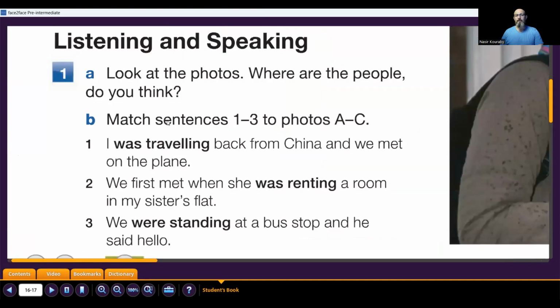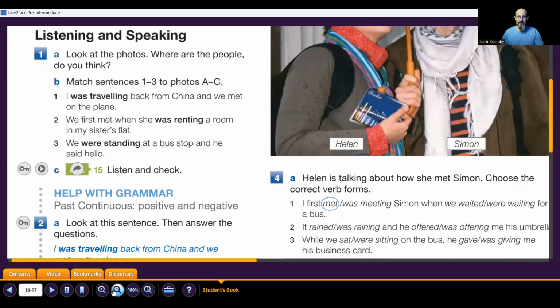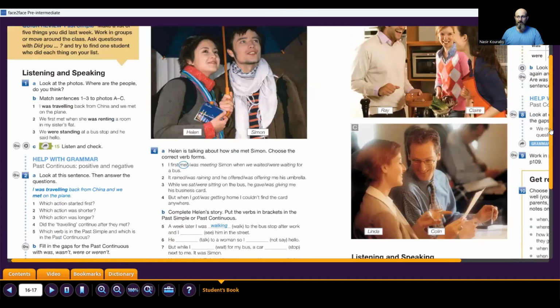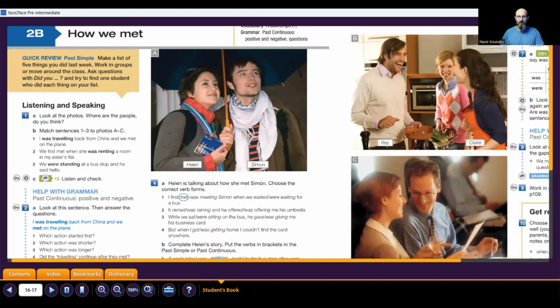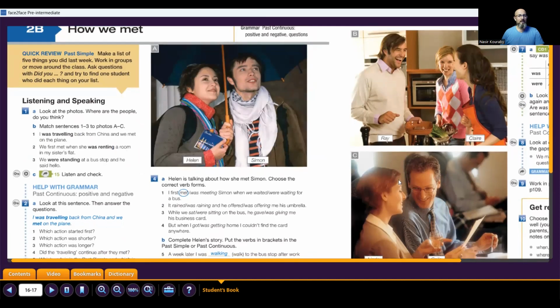Match sentences 1 to 3 to photos A to C. I was traveling back from China and we met on the plane. We first met when she was renting a room in my sister's flat. We were standing at a bus stop and he said hello. So look at the photos again, guys. Read the sentences again and match the sentence with the correct photo. I guess it's easy to do. If you're done, let's listen to the sentences.